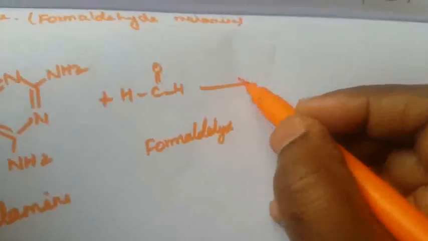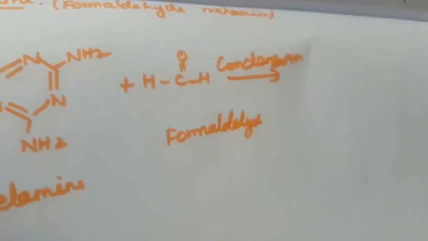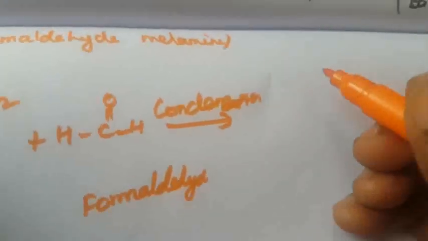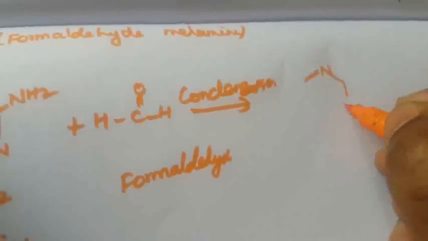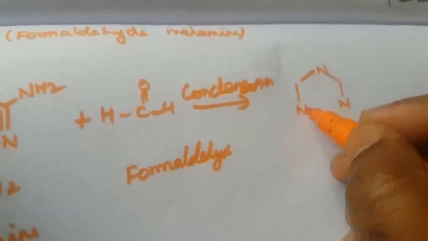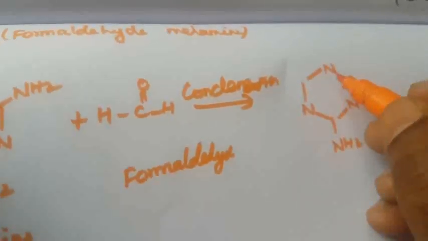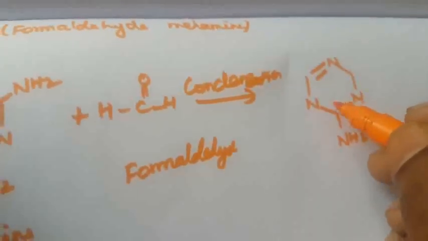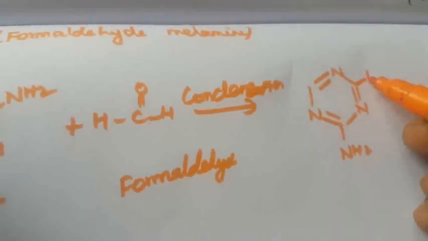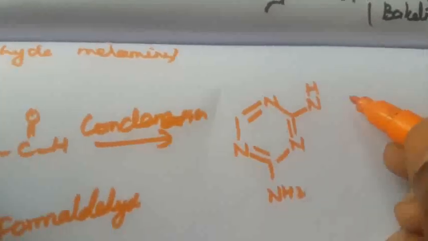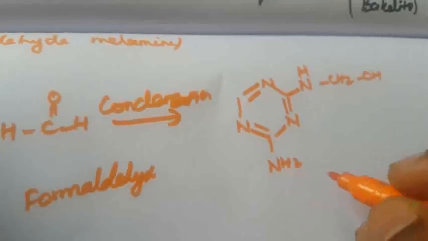Formaldehyde in the presence of condensation polymerization, what will form? The same compound will be added to this compound, right? So that is the melamine structure. You can write N, and here also N, then NH2, right? Here one double bond, here one double bond, and here NH, then CH2OH. This is called the condensation method.